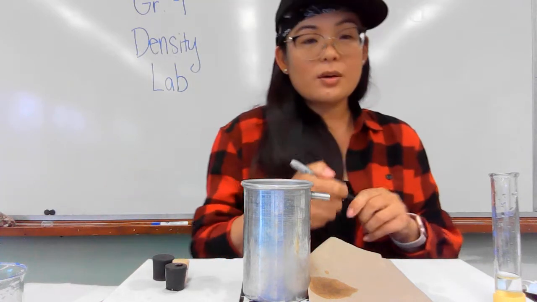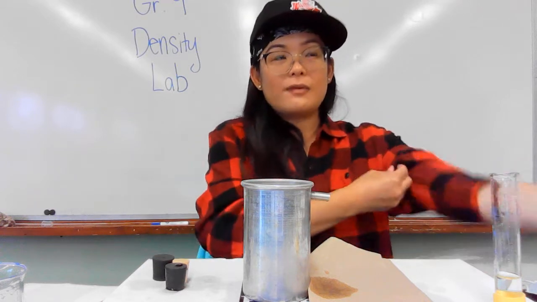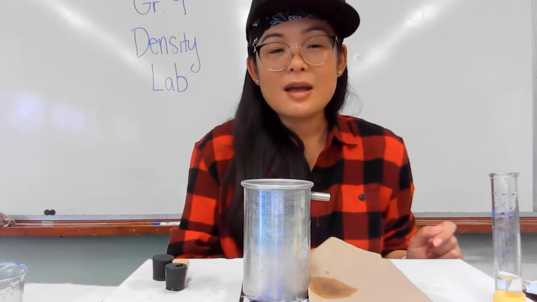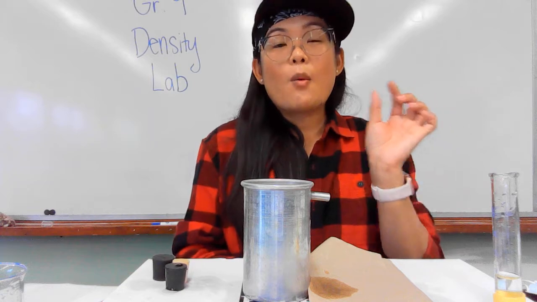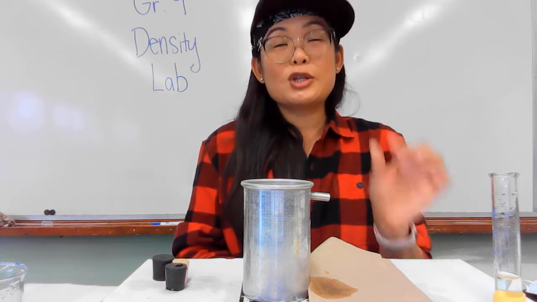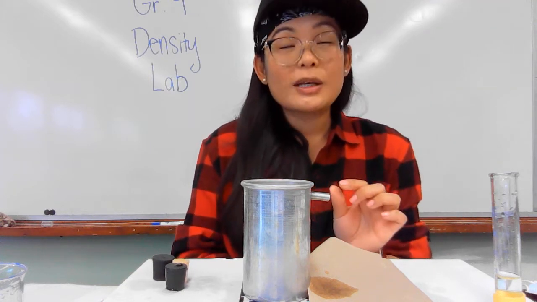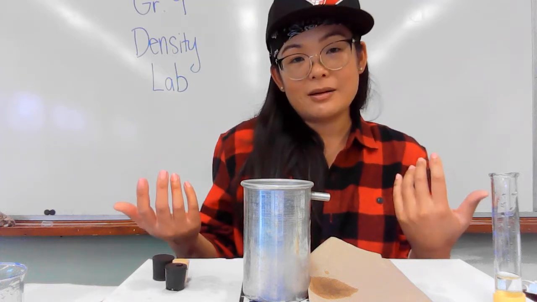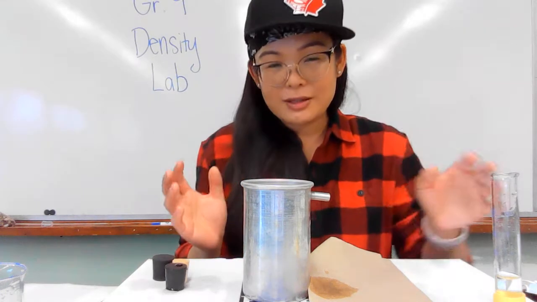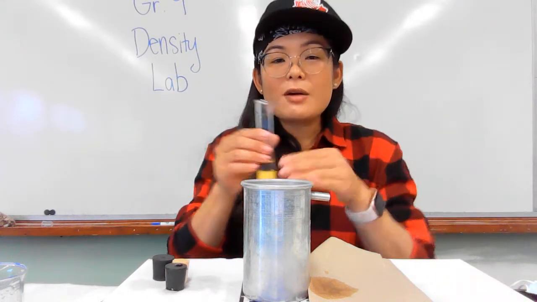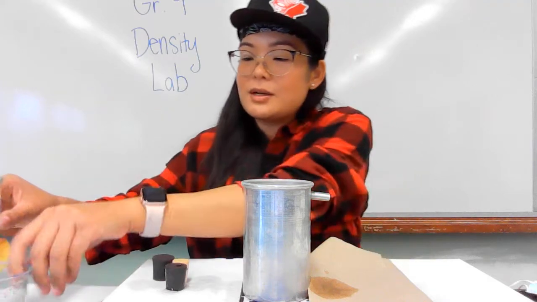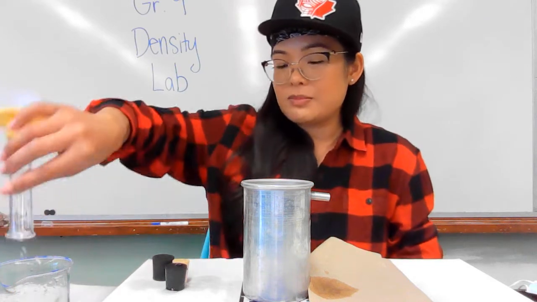All right. So if you were here for yesterday's lesson, we talked about how 1 centimeter cubed is equal to 1 milliliter. So that's why we can interchange it. I'm going to pour out my excess liquid into this extra container that I have, this beaker.